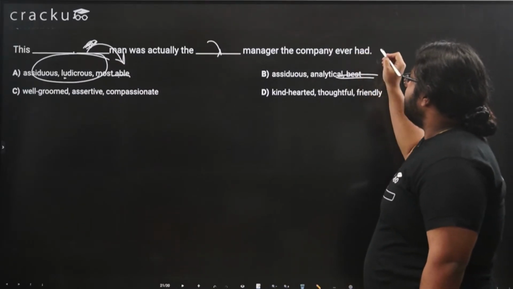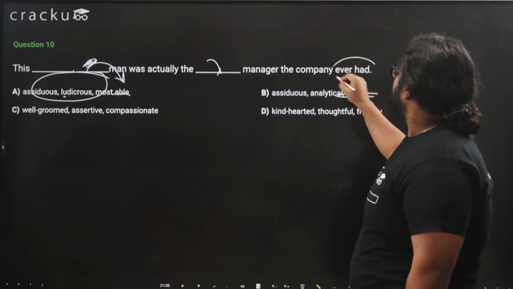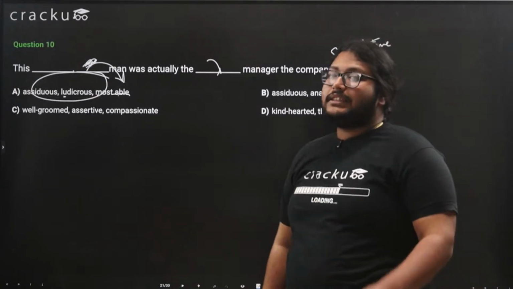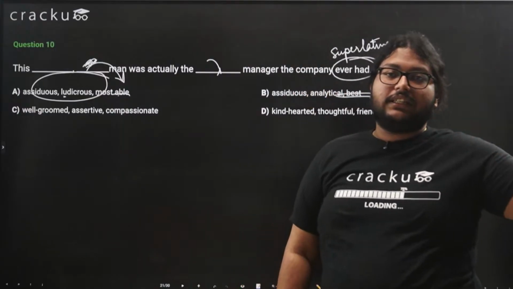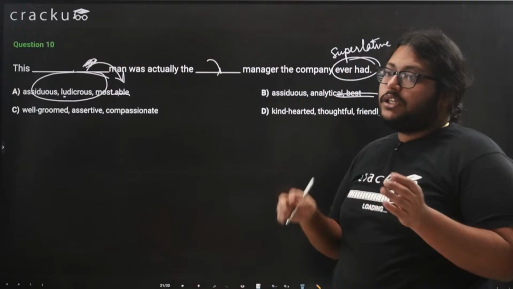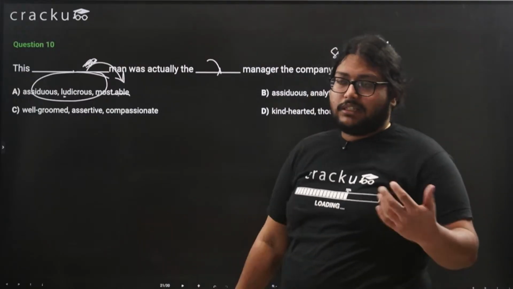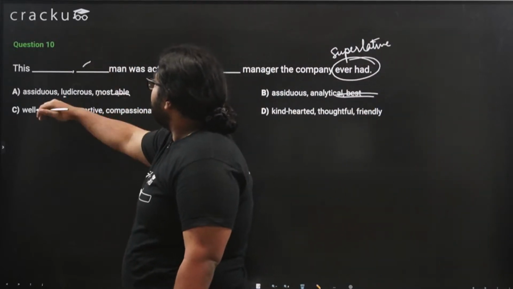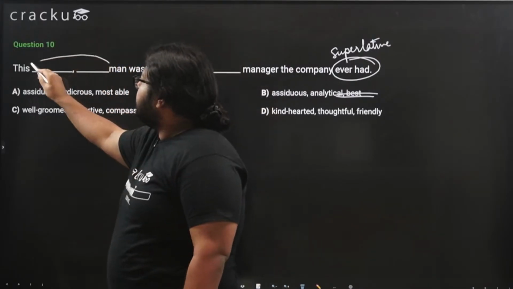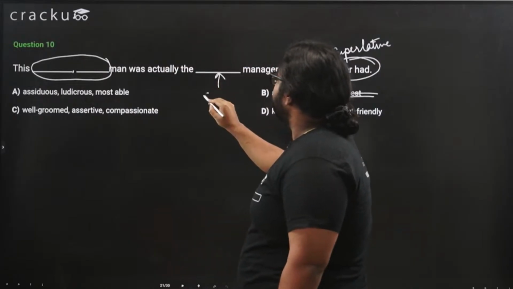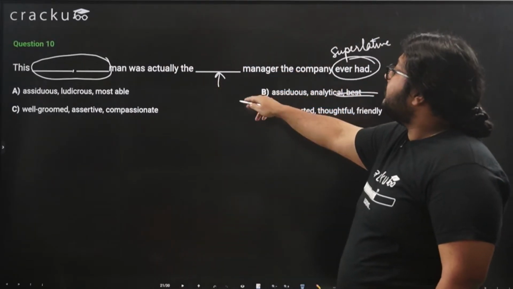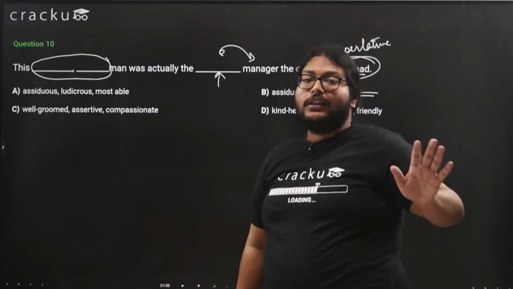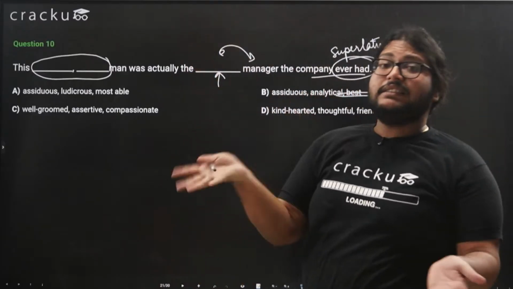And this man can be positive or negative, not sure about it yet, was actually the dash manager the company ever had. This is a superlative degree. What is a superlative? It's like good, better, best, tall, taller, tallest. Superlative is the tallest. Taller is comparative, tall is the first degree. So here we understand we need adjectives, and here we need a superlative, because of all the managers, this one was at the top in something.